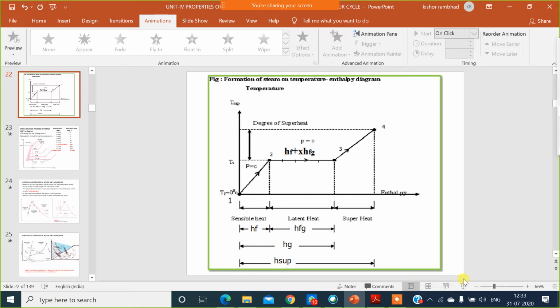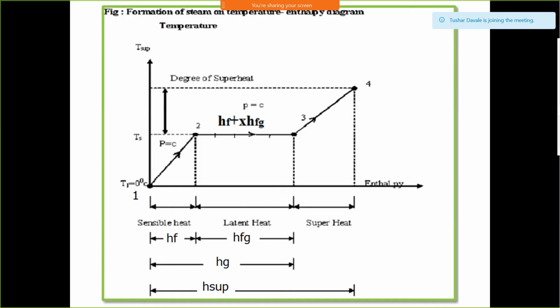In last lecture, we have seen the phase change process, how liquid is converted into vapor by adding the latent heat. Today, we'll discuss the same thing in detail. Consider the temperature enthalpy diagram. This is the temperature enthalpy diagram. It's called as TH diagram. T stands for temperature and H stands for enthalpy. Look at here.